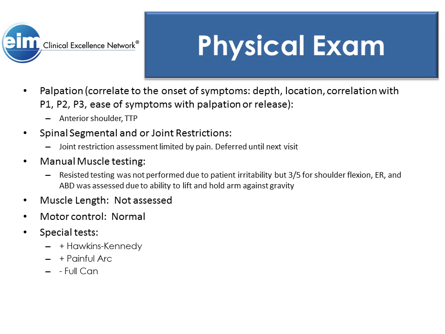Resisted testing was not performed due to her irritability, but a 3 out of 5 for shoulder flexion, external rotation, and abduction were assessed due to the patient's ability to lift and hold her arm against gravity. Her motor control was normal. In her special tests, she had a positive Hawkins-Kennedy, a positive painful arc, and a negative full CAN test.